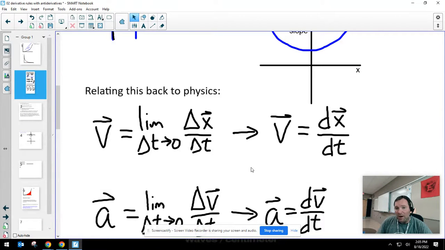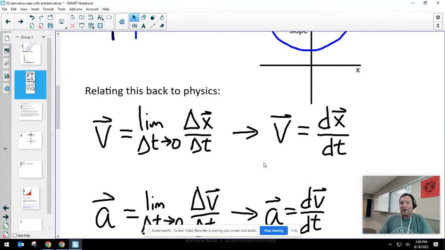That is incorrect work, because those deltas are operators. They tell us what to do. Delta x says take the two x values and subtract them. Delta t says take the two t values and subtract them. Likewise, dt means take two t values and subtract them. It's just that they're incredibly close to each other, so the difference is almost zero.